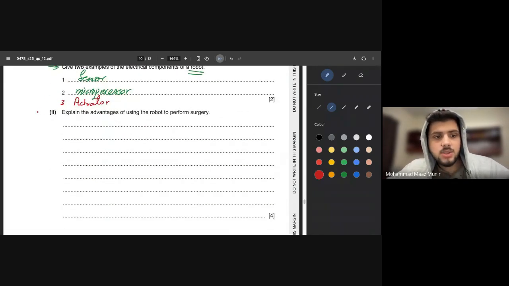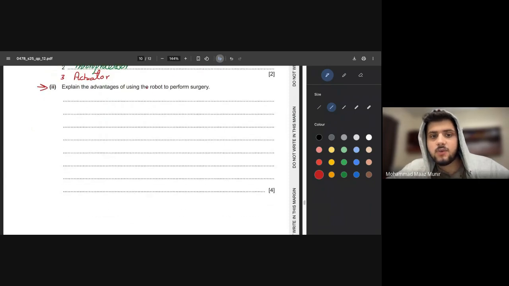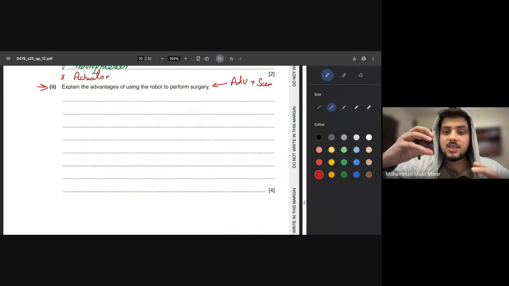But now, part two is saying to explain the advantages of using the robot to perform surgery. Now, this basically is talking about advantages of a robot, but you see, it's also giving you sort of a scenario. So the best answer in this case will be where you take a specific benefit and then you link it to a specific scenario.